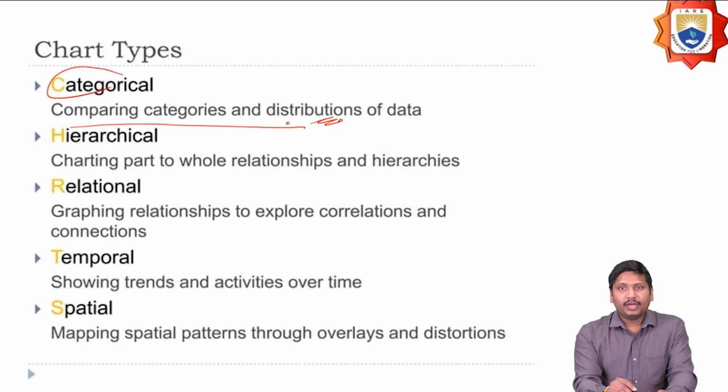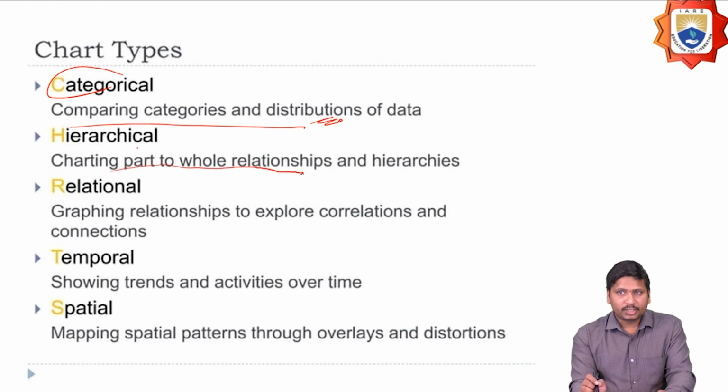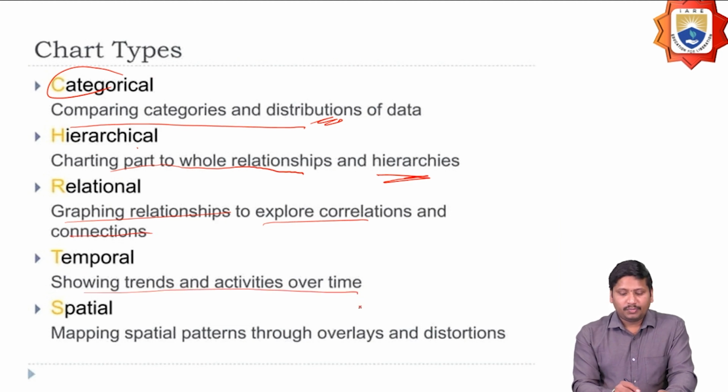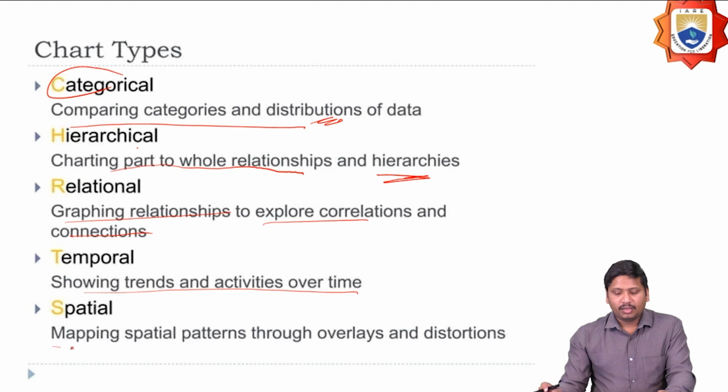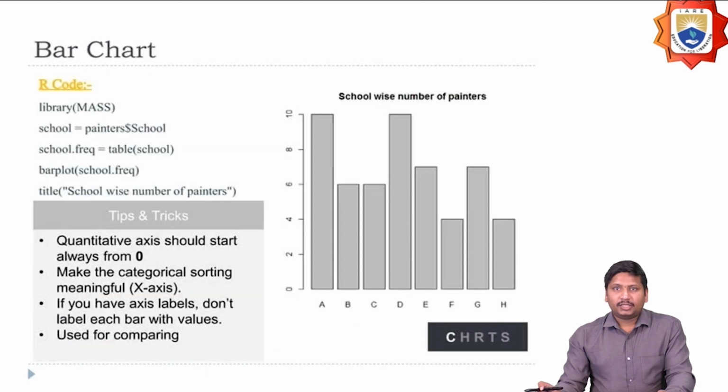Mainly, categorical means we have to compare the categories and the distribution of data. Hierarchical means charting the part to whole representation, whole relationship, and hierarchies. Relational means graphing the relations to explore correlations and connections. Temporal shows the trends and activities over time. Spatial means mapping spatial patterns through overlay and distortions. The very first thing is the bar chart.